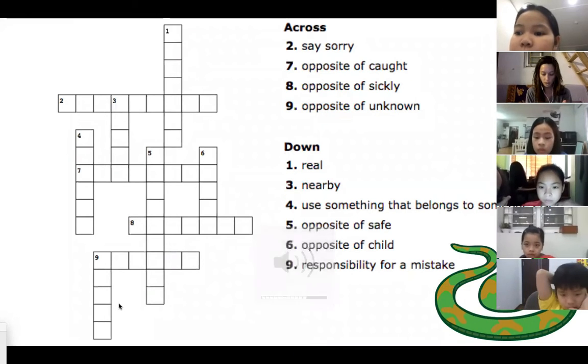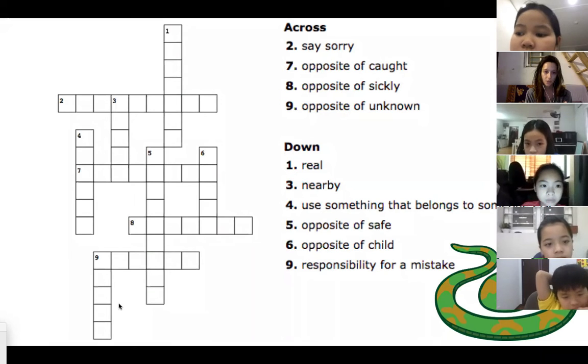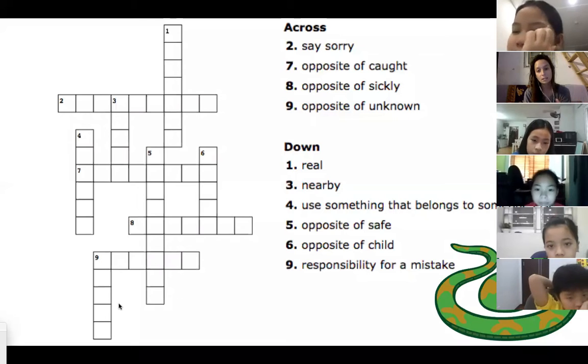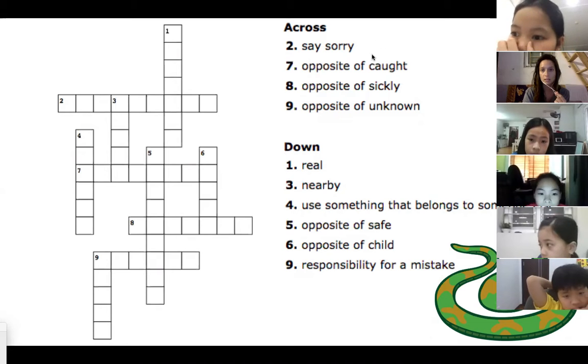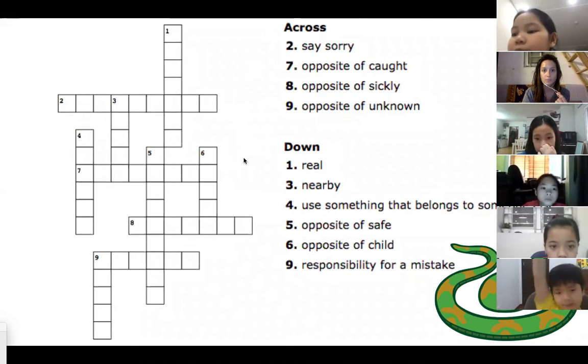When I ask about the opposite of a word, am I asking for a synonym or an antonym? Antonym. Yes, you're correct. When we're talking about an opposite of a word, we are looking for an antonym. Antonyms mean opposite.